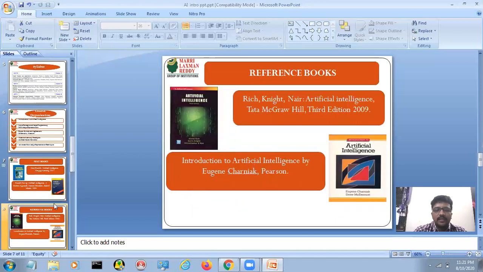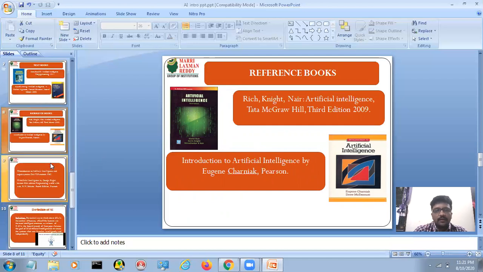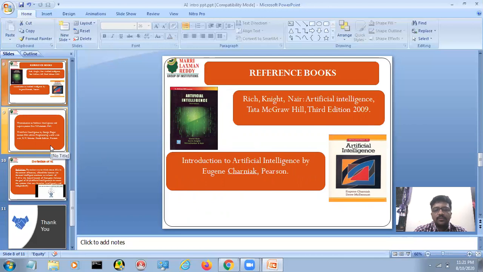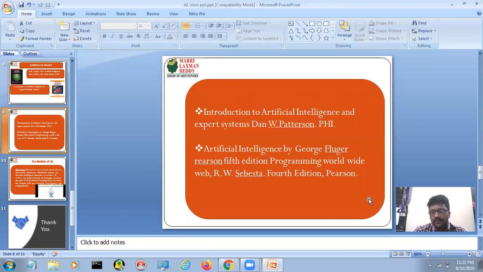Moving to the next slide, these are the reference books where the student can undertake in-depth analysis and find solutions to the problems. These are the two references which have been given. If students still want to learn more, they can go through different reference textbooks where they have been placed.